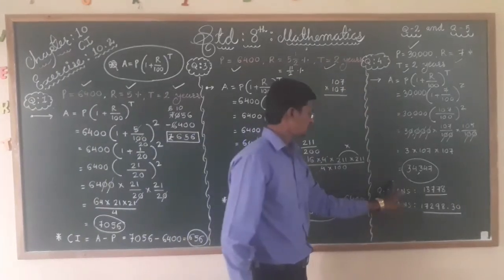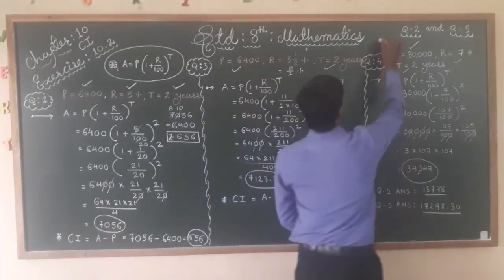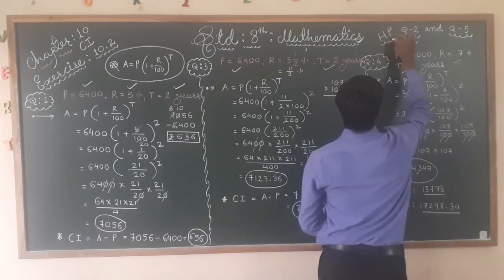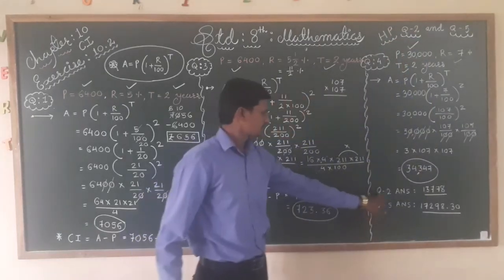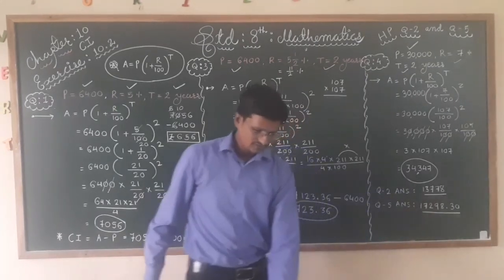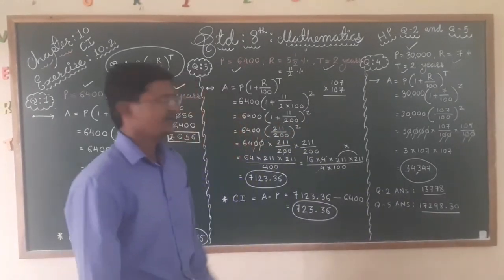So this question 2 and 5, that is for the home evaluation, home practice. Okay, home practice you can do these 2 questions, 2 and 5. Answers I have given. This answer is also given. So just do practice and get answer, and remaining video will go for the remaining sum.